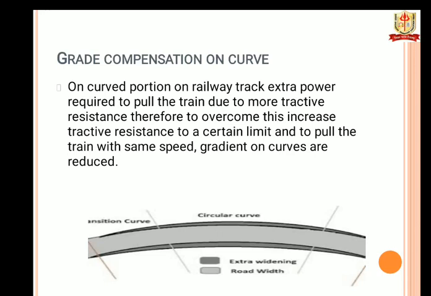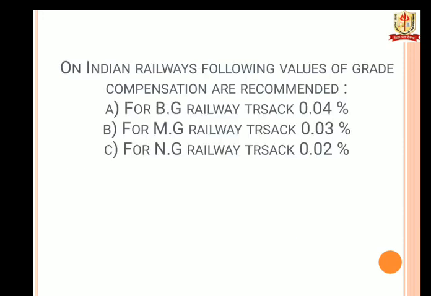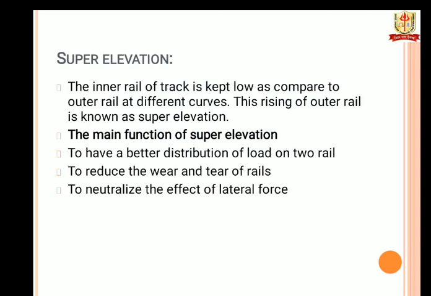Okay, it is expressed as a percentage per degree of curve. On the Indian Railways, the following values of grade compensation are recommended. For broad gauge railway track it is 0.04%. For MG railway track it is 0.03%. For narrow gauge railway track it is 0.02%.